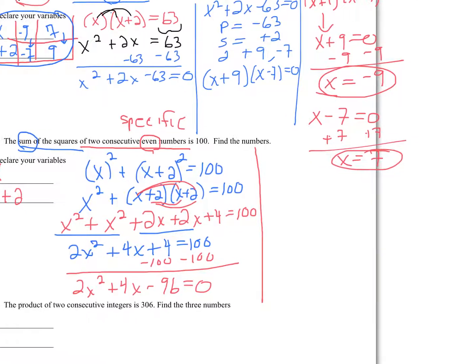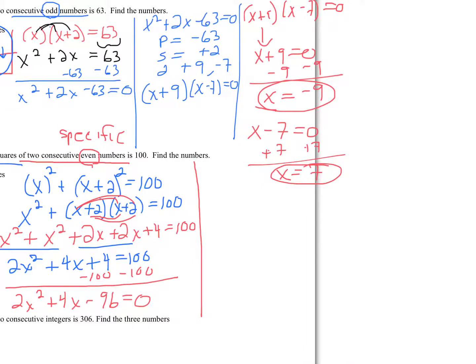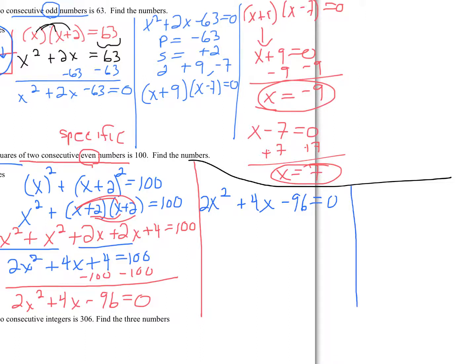I'm going to scooch over a little bit, give myself a little more room. Alright, so here we go. 2x squared plus 4x minus 96 is equal to 0. So we're going to start to factor. The first thing I need to do is take out the GCF, greatest common factor. So I can kick out a 2. So x squared plus 2x minus 48 is equal to 0.